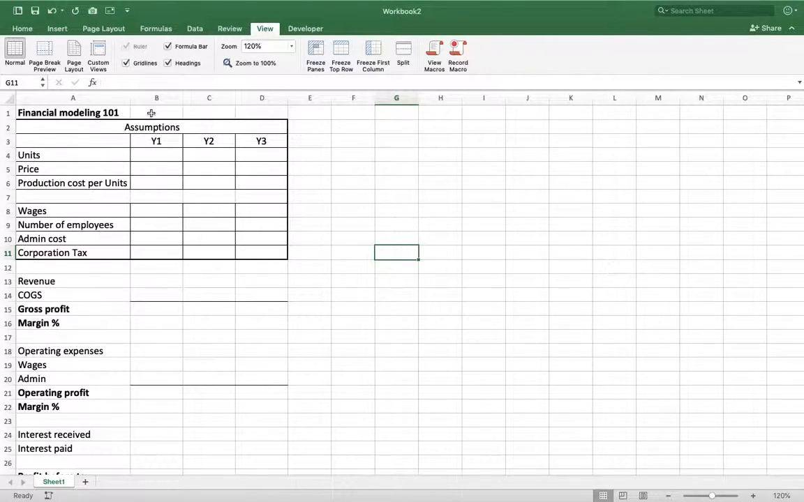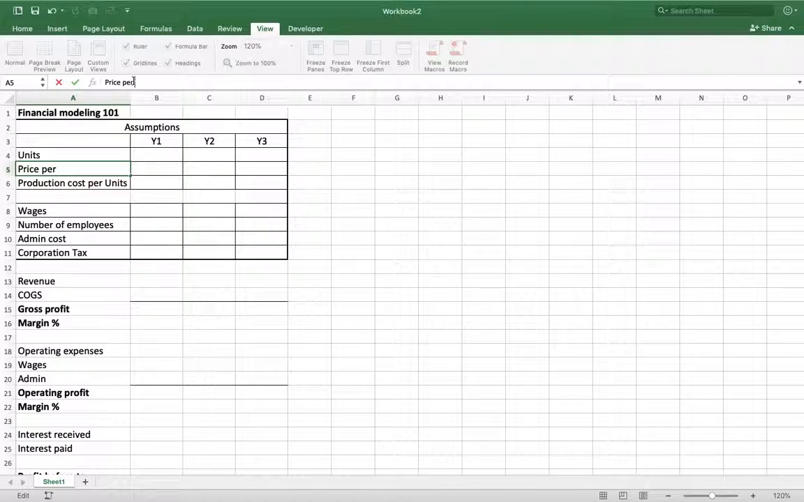I just created a basic financial model for anybody that would like to use financial modeling to forecast or calculate their revenue. We've got a table of assumptions. We've got the units, price per unit, production cost per unit, and we've got wages, number of employees, admin costs, corporation tax.